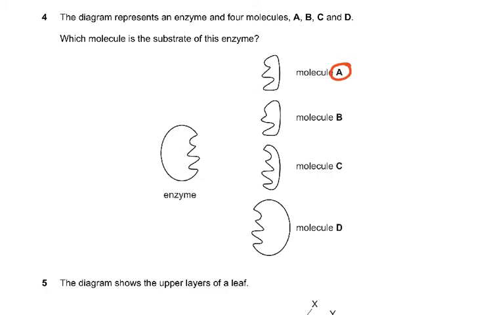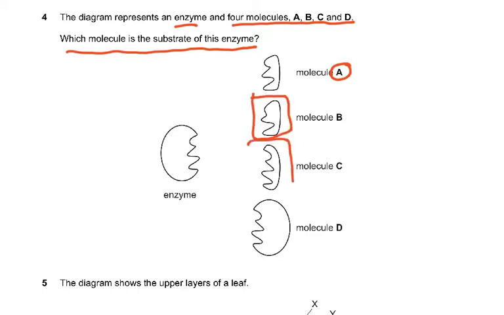Question 4, the diagram represents an enzyme and 4 molecules A, B, C, and D. Which molecule is the substrate of this enzyme? Now you can see, it has to be something which is complementary to it. So look at all these shapes. Anything which is complementary to it, and then of course you have to understand that there has to be a fit. So you have to see there is a little structure like this, then the deep structure, a V, and then there's a little structure here. So there has to be 3.